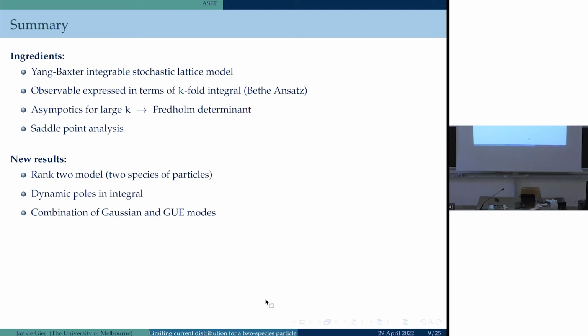What this talk is going to be about is a rank 2 model. So now we're going to deal with 2 species of particles. And there are added technical difficulties that you get. For experts, you can already anticipate that you have to do something like a nested Bethe-Ansatz here, and that will give dynamic poles in the integrations. And so the asymptotics becomes much harder because you have to somehow manage moving poles rather than fixed poles. And we'll see that it can be done, and you get a combination of Gaussian and GOE modes in this 2-particle model. Okay, so I'm going to talk about this bit.